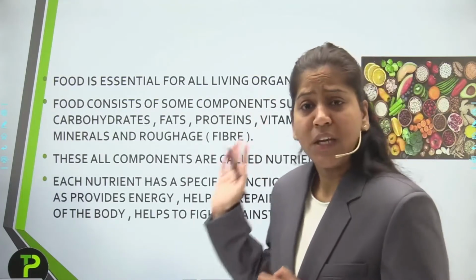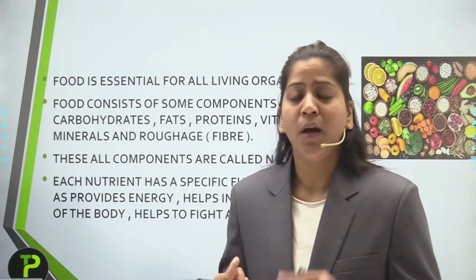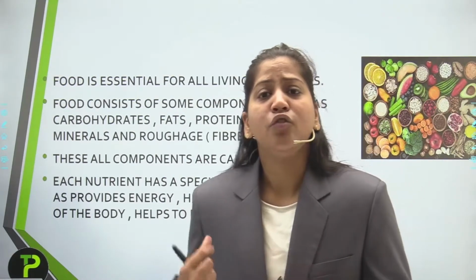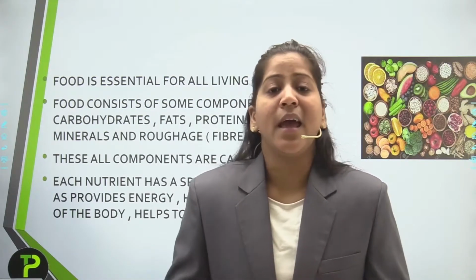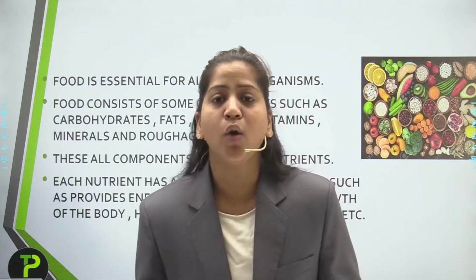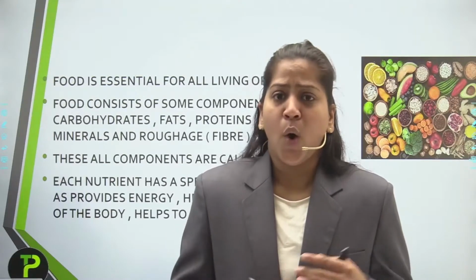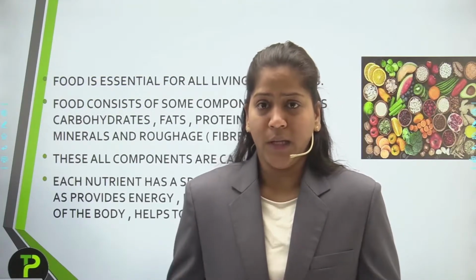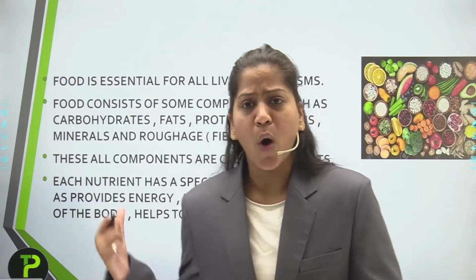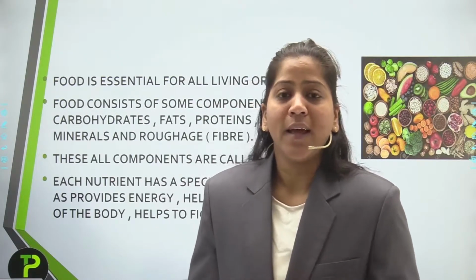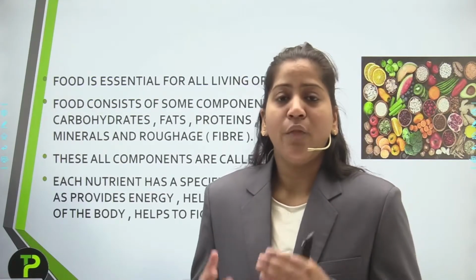Now, each nutrient means carbohydrate or protein, vitamin, etc. Each of the nutrient have a specific function to do within our body. For example, let's say carbohydrate provides us energy. So these all components present in our food gives us some kind of energy or some kind of repair in our body, some kind of ability to fight against diseases. So all the nutrients present in our body or food is helpful in the functioning of our cell.